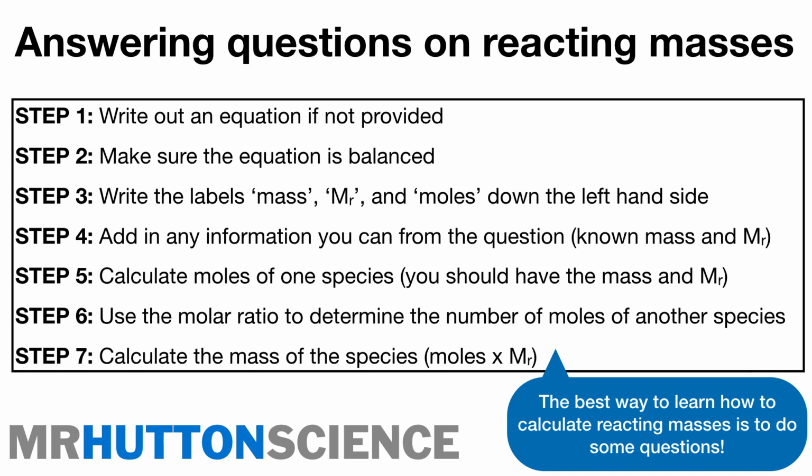Step 6, we need to use the molar ratio of our balanced equation to determine the number of moles of another species. And then step 7 is calculate the mass of the species once we've calculated the moles using our molar ratio. So the best way to try and get this is purely just do some questions, run through it step by step, and you should get the correct answer. We're going to go through some 1 to 4 questions now, just to give you the idea of how to do things.